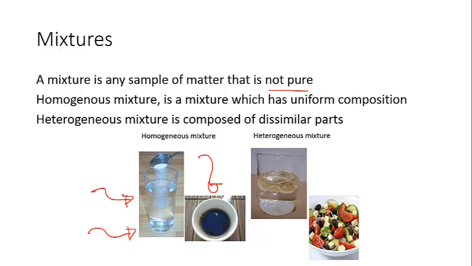Now, a heterogeneous mixture is composed of dissimilar parts, and a perfect example is a water-oil mixture. Remember, oil floats to the top of the solution because it is less dense, and water is at the bottom. So if you took a sample here from the bottom of this oil-water solution, it would be mostly water. And if you took a sample from the top, it would be mostly oil. And this is because it is composed of dissimilar parts. The concentration of oil in the top is different than the concentration of oil in the bottom. So that would be a heterogeneous mixture.